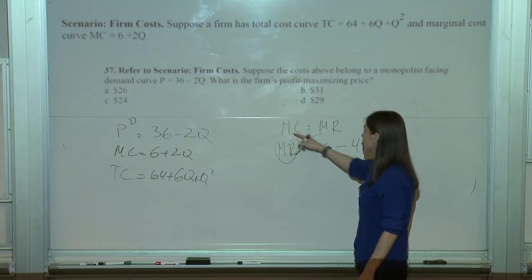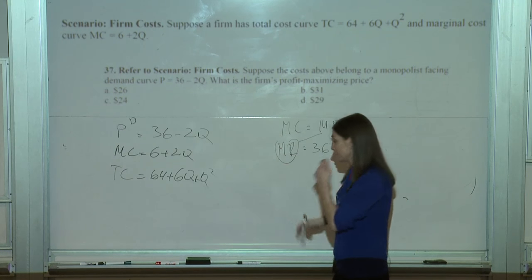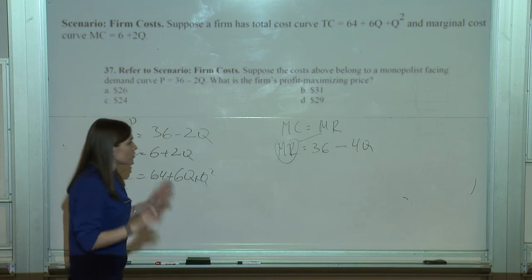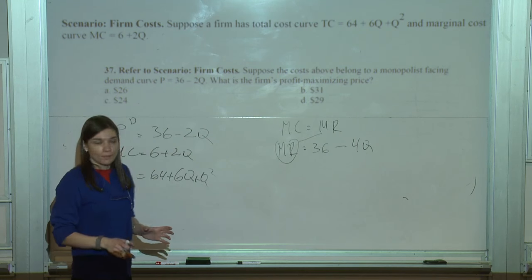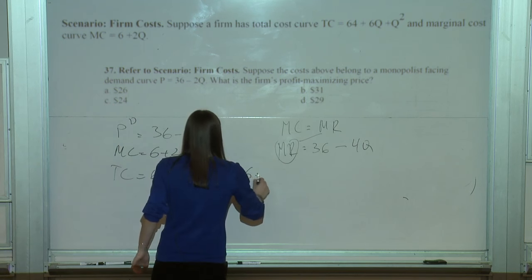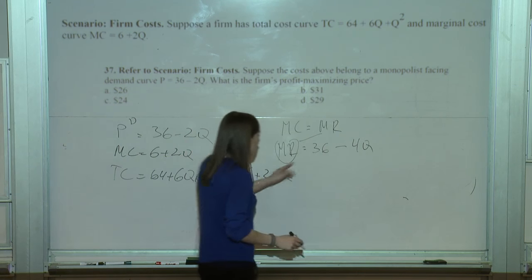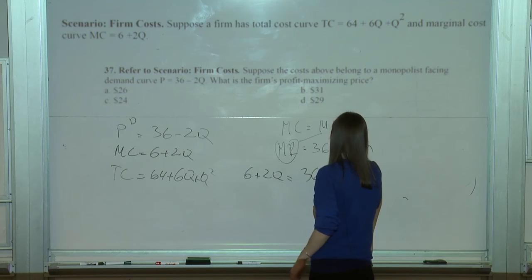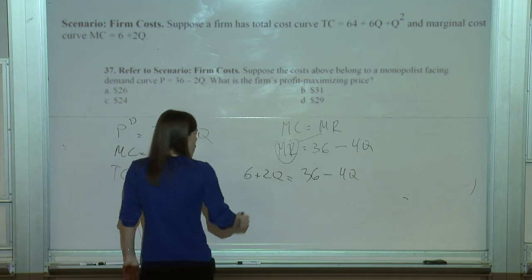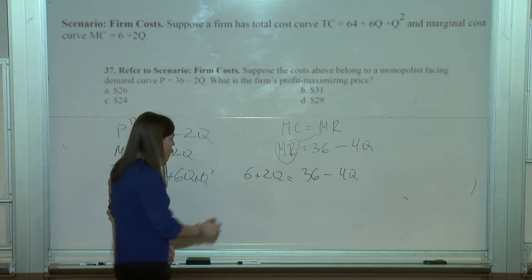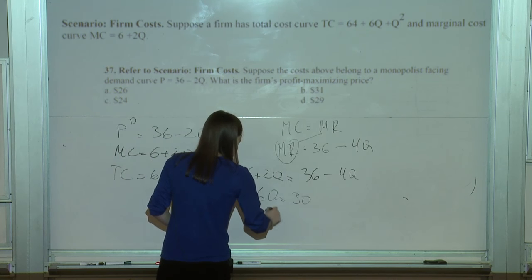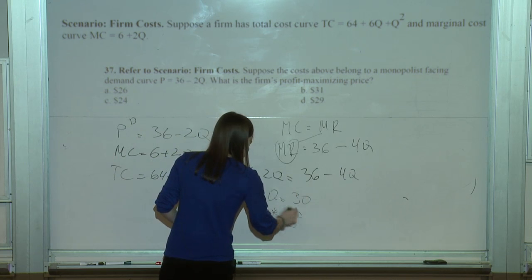And then I'll plug that here. I know the marginal cost, I'm given that. So I'll set those equal to each other. All right. So 6 plus 2q, which is my marginal cost, equals marginal revenue, which is 36 minus 4q. So what do we have? 6q equals 30, so the profit maximizing quantity is 5.